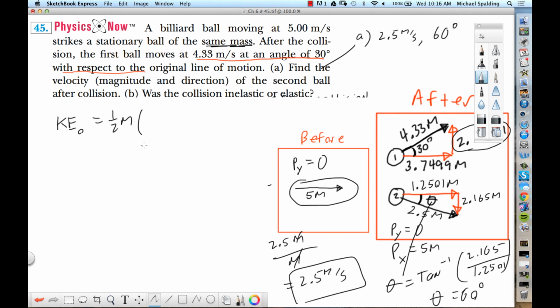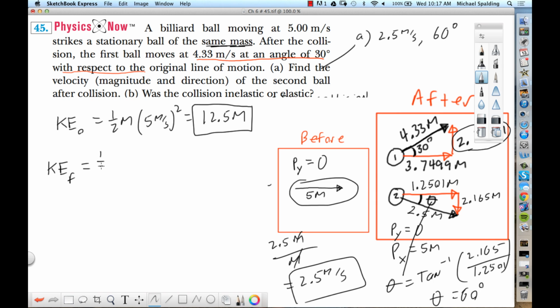So you go, okay, what's kinetic before? 1/2 m times the velocity of ball 1 before the collision, 5 meters per second. So this simplifies to 12.5 m, because we don't know the mass. The kinetic before is 12.5 m. All right, kinetic after the collision. How many objects have kinetic energy after the collision? 2. So you've got to do both.